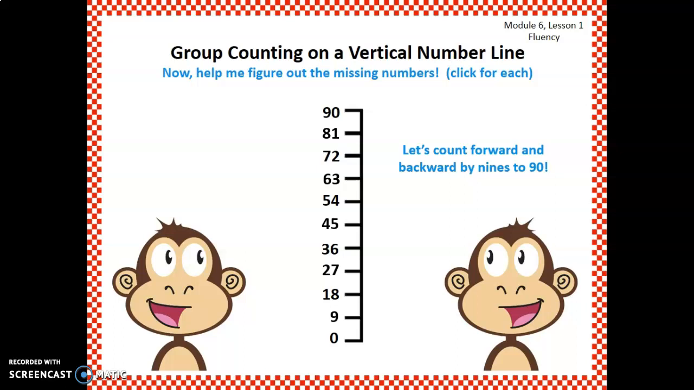Let's count forward and backward by nines. 9, 18, 27, 36, I'm sorry, 36, 45, 54, 63, 72, 81, 90, and backwards. 90, 81, 72, 63, 54, 45, 36, 27, 18, and 9.